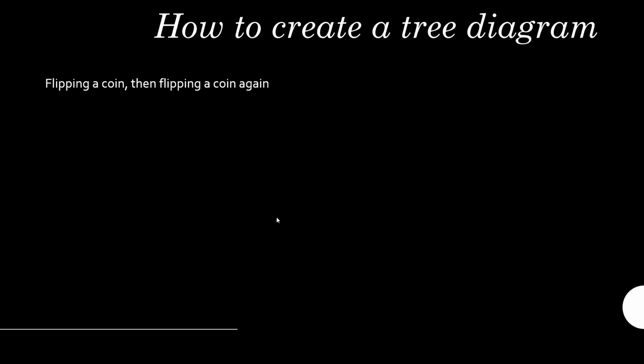All right, so let's talk about how to create a tree diagram. Here's a scenario that we have: flipping a coin, then flipping a coin again. Well, if I am flipping a coin, I could either land on heads or tails, right? So that's my first set of branches. I could land on a heads or a tails. If I land on heads, if I were to flip it again, I could land on heads or tails again. So that's the start of my second row of branches. But don't forget that if I landed on tails the first time, I could land on heads or tails again. So this would be the completed tree diagram for this option.